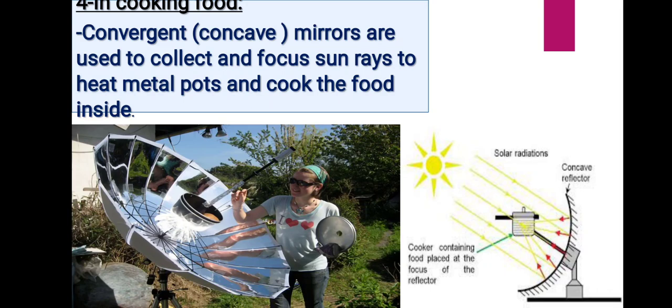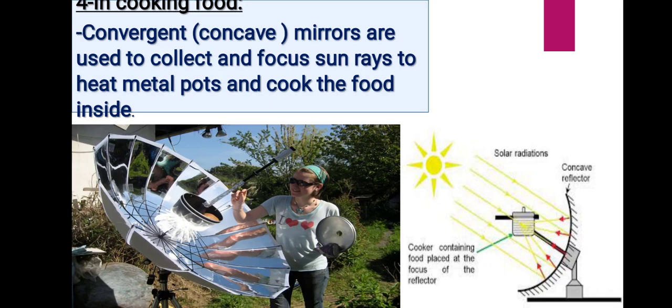After that, what happened? The mirror makes what? Reflect the light. Excellent. So when the sun rays hit the concave mirror or the convergent mirror, it collects the sun rays. After that, it reflects the sun rays to the metal pot. Okay, so the metal pot becomes very hot and helps in cooking the food.